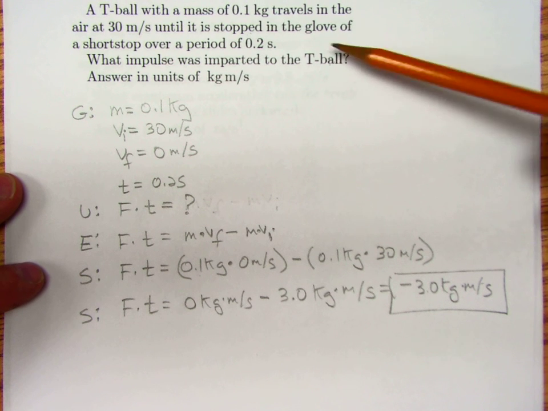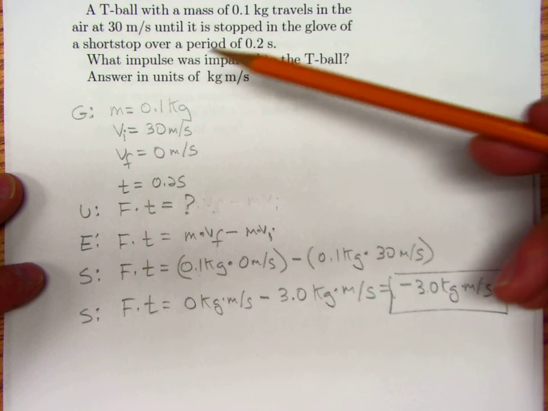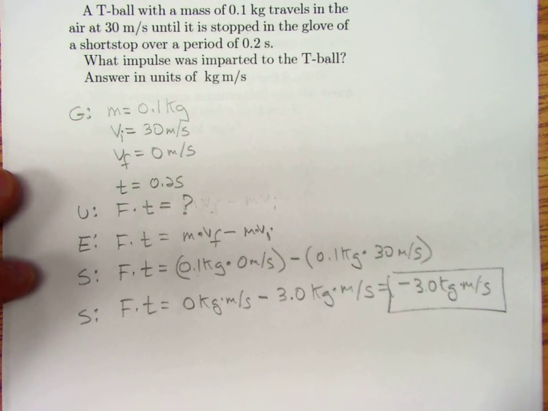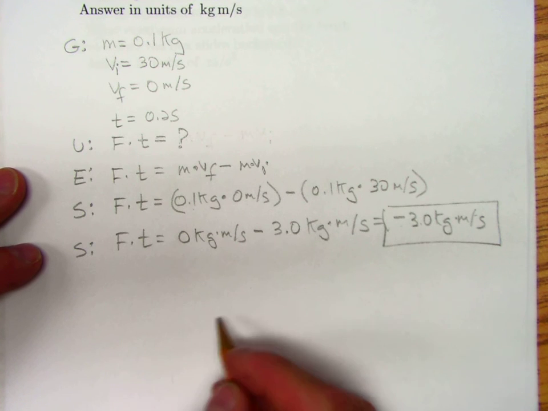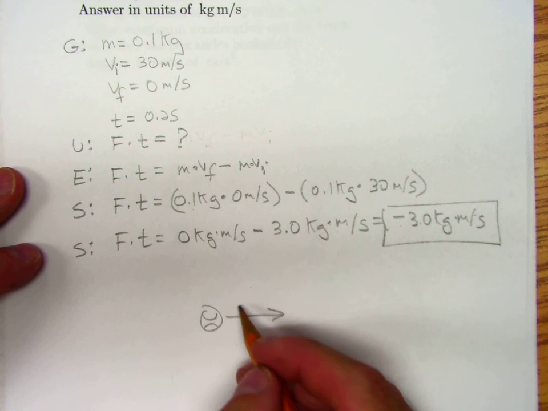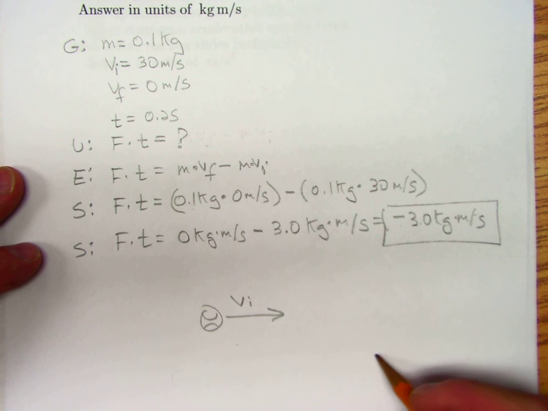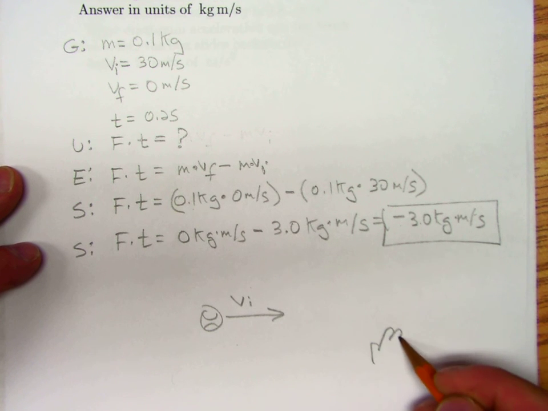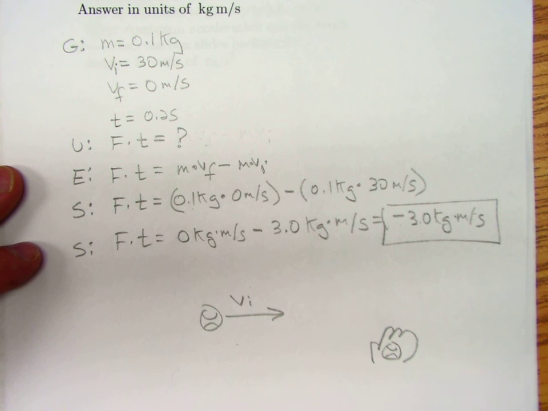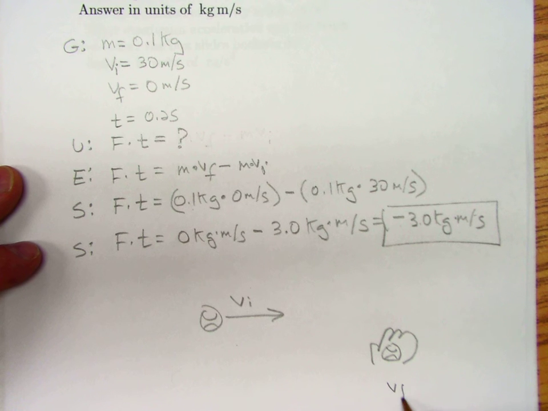And so it doesn't say what is the magnitude of the impulse. It says what impulse. They want the vector including the direction. This really makes sense because if this is the ball and it's traveling in this direction and this is the initial velocity, when it gets to the glove, when it hits the glove, it has a velocity of 0 meters per second.